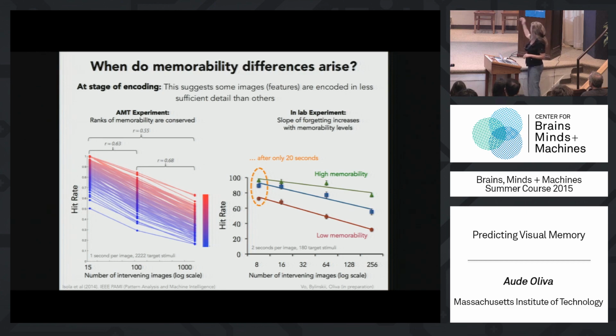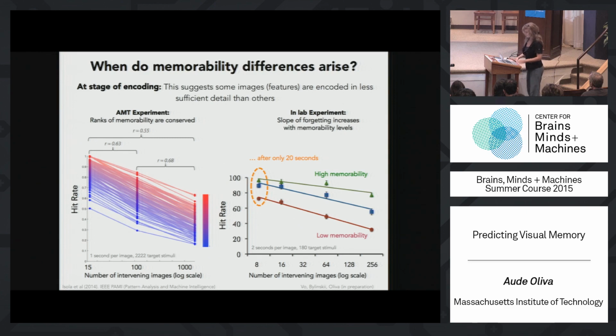It was very interesting to see in the lab experiment that after only 20 seconds there were images that were totally forgotten by a good amount of people. So some images seem to really not stick and be gone in I don't know how many seconds. We did not go really to short-term memory. We work starting in long-term memory at 20 seconds and so on, but there's this phenomenon.